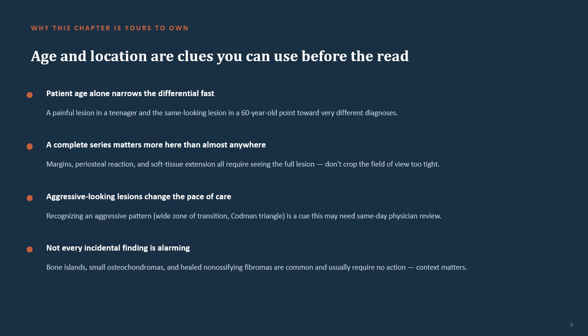All right, the next thing is being able to recognize something that is aggressive or looks aggressive, having those fuzzy margins, versus something that looks a little bit more slow in growth, the very sharp margins. The examples that were given as we were going through that particular slide: if it's aggressive, you're looking for that wide zone of transition. We're looking for fuzzy margins. We're looking for that Codman triangle. All of those things will identify that that patient needs to be seen right away.